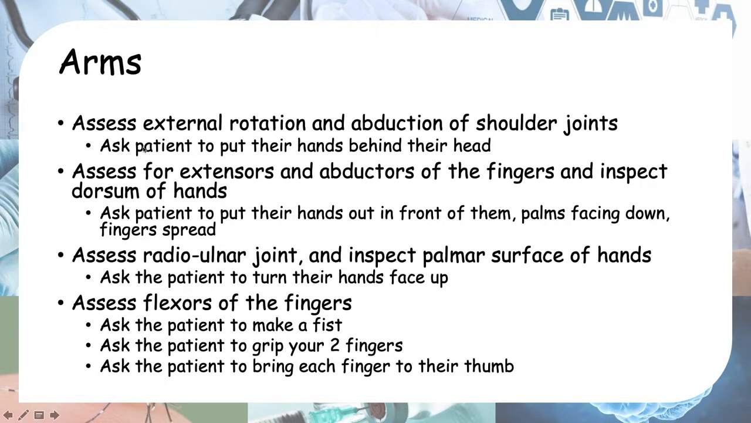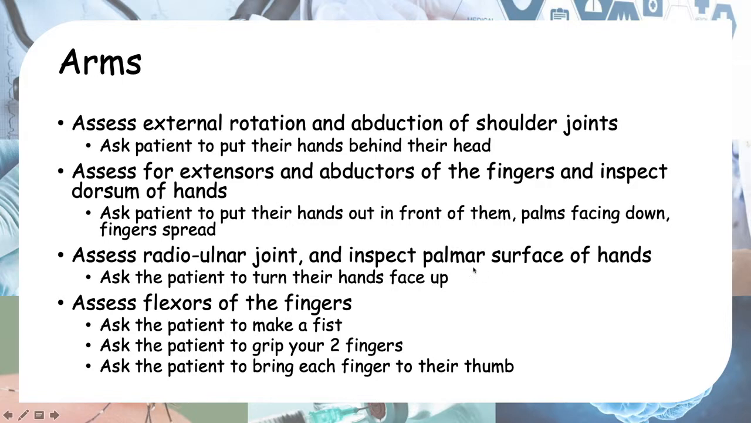So arms. Now you're gonna assess for external rotation and abduction of the shoulder joints. This is by asking the patient to put their hands behind their head. Then you're going to assess for extensors and adductors of the fingers and inspect the dorsum of their hands. So you ask the patient to put their hands out in front of them and palms facing down, fingers spread. Next, you're going to assess for radial ulnar joint and inspect palmar surface of the hands. So you ask the patient to turn their hands over and see if they can do it. If they cannot do it, then there's something wrong with their radial ulnar joint. So they can't rotate their hands facing upwards.